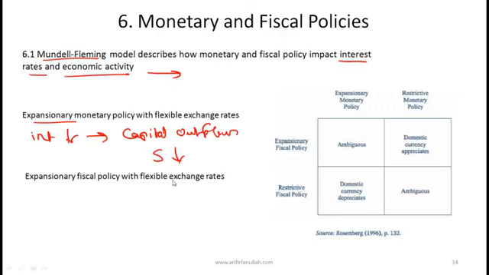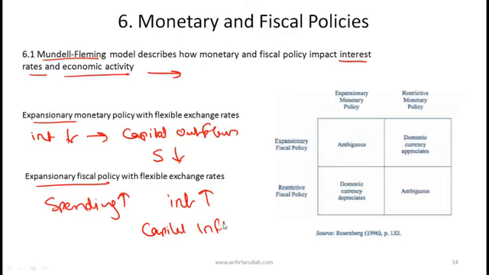Expansionary fiscal policy with flexible exchange rates. The basic idea here is expansionary fiscal policy means that spending is relatively high. High spending results in deficits. Deficits will result potentially in higher interest rates. Higher interest rates means that capital will flow into your economy. So capital inflows. Capital inflows means that the exchange rate will strengthen. So your currency will appreciate.